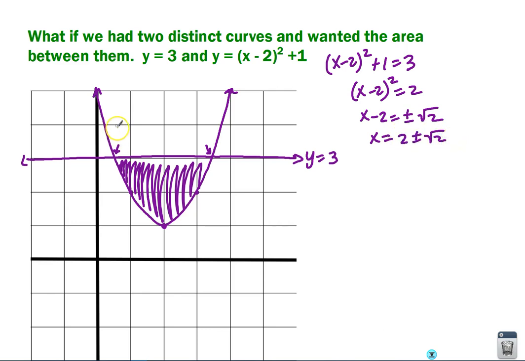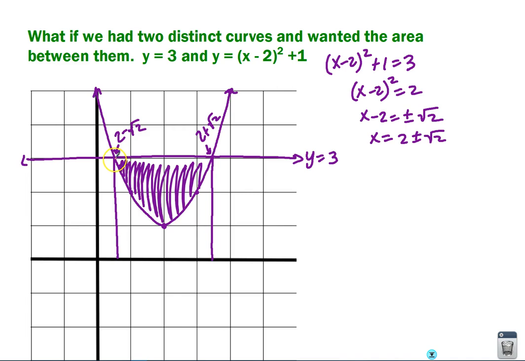So this guy is going to be 2 minus root 2, whereas this one is 2 plus root 2. So I have my bounds. I know where I want to start and stop my integral. But now I need to figure out, how do I get this area? Remember, if I were to integrate y equals 3 from here to here, that's going to find the area of everything from here down.